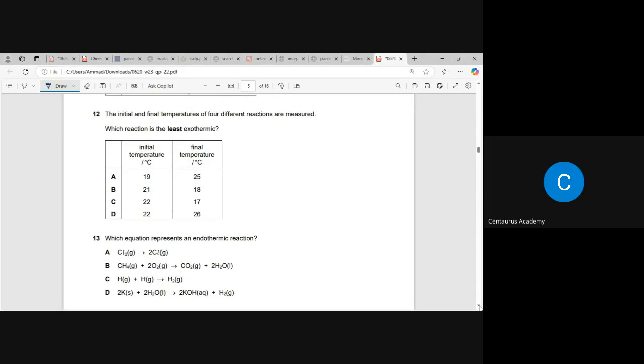The initial and the final temperatures of 4 different reactions are measured. Which reaction is the least exothermic? The least exothermic means it is going to release less energy. Less energy is released.